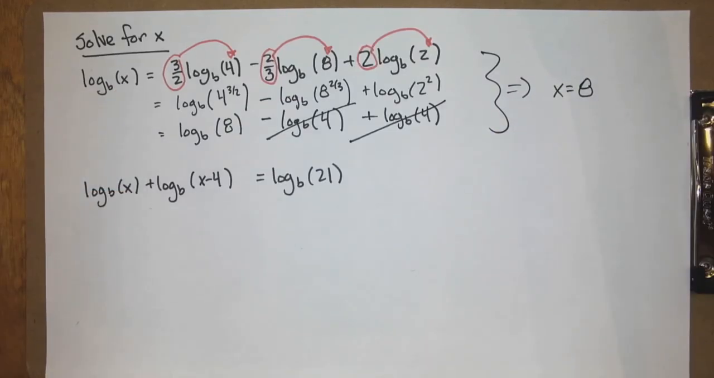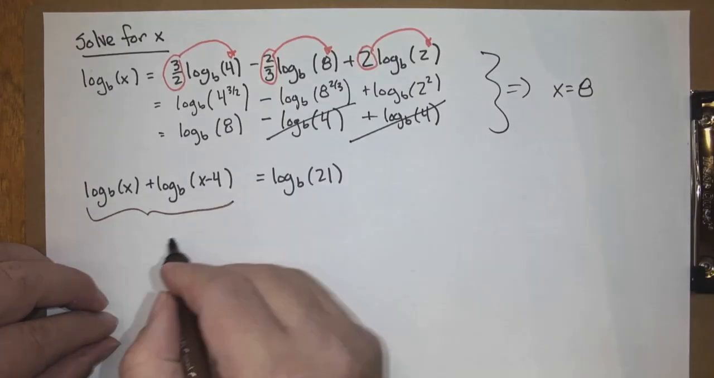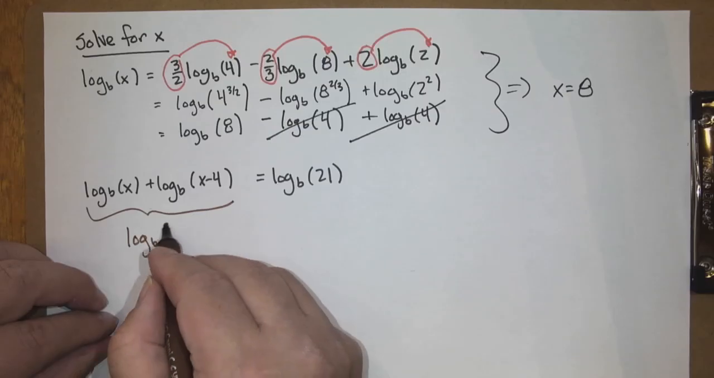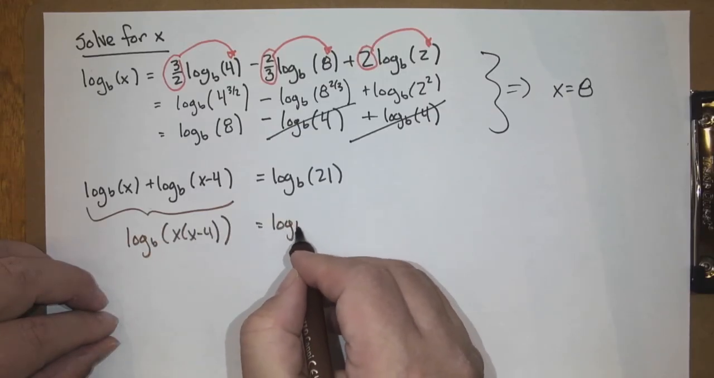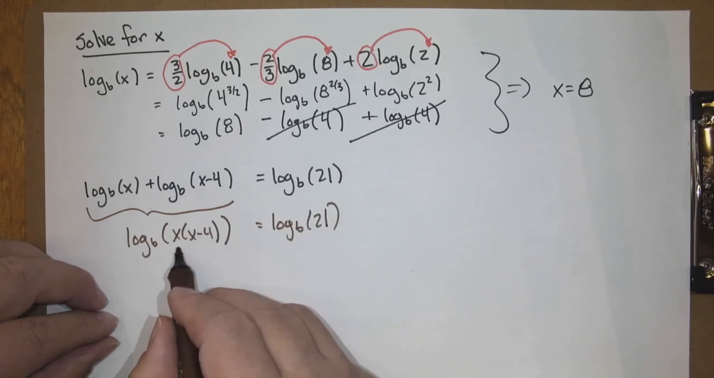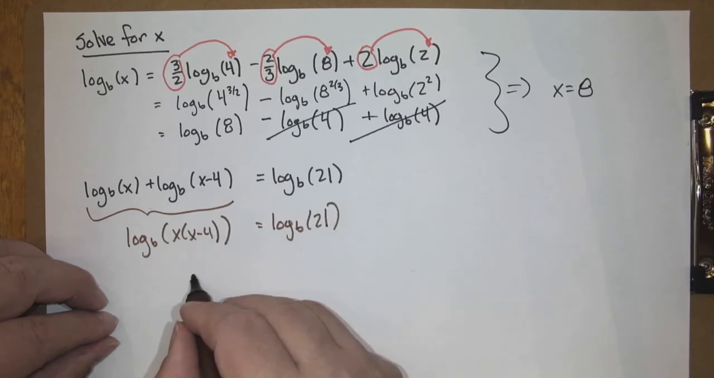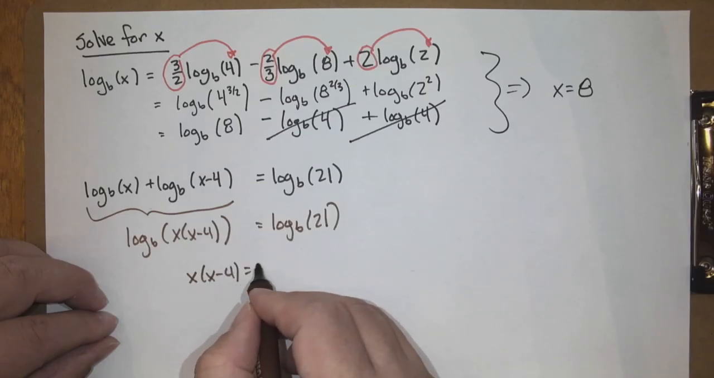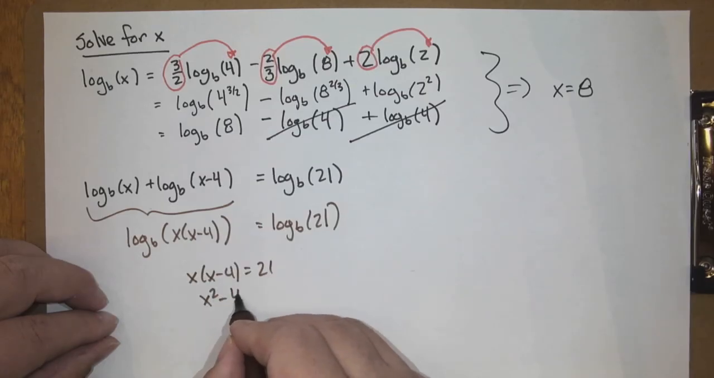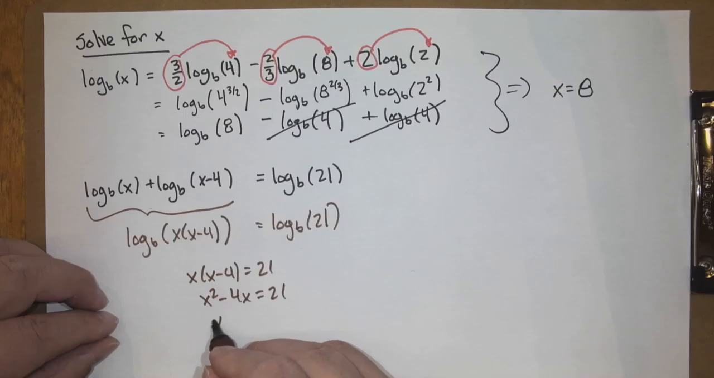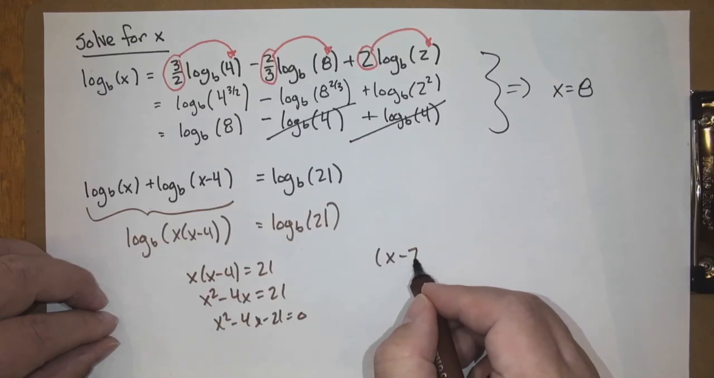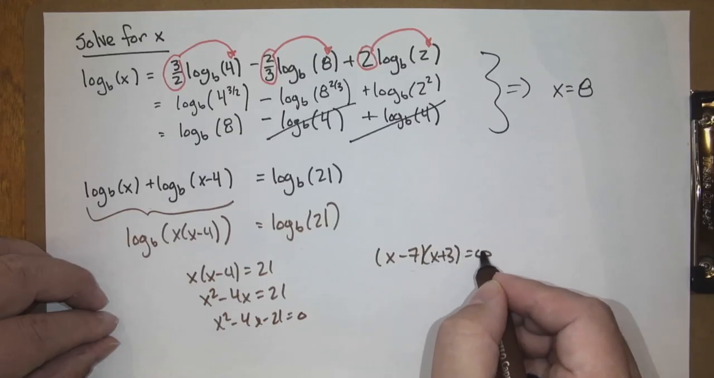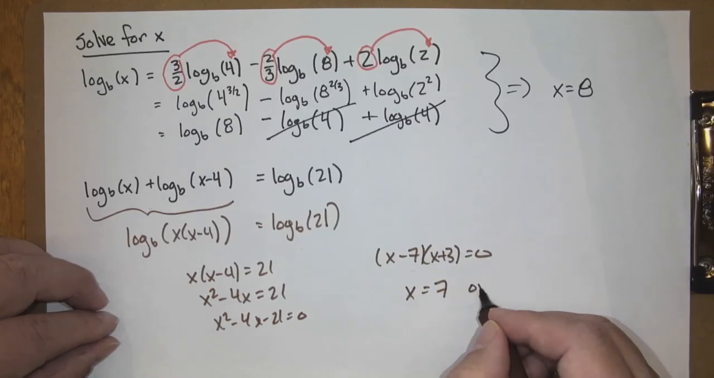Now, I have a few seconds. Log plus log becomes multiplication. Addition becomes multiplication inside. Log equals log says, hey, drop the log. This becomes x squared minus 4x equals 21, or x squared minus 4x minus 21 equals 0. That factors as x minus 7 times x plus 3 equals 0, which says x equals 7, or x equals negative 3.